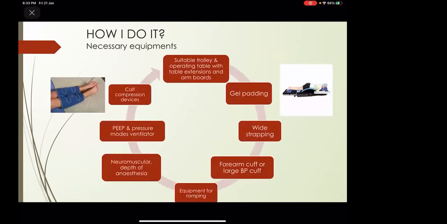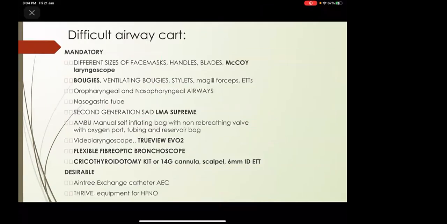Then I'll ensure that there are suitable trolley and operating table and table extensions available, gel padding or any kind of padding to protect the pressure areas, wide strapping, a large BP cuff, equipment for ramping. I'll ensure there are many sheets to be put in below the shoulder, neck and head. If I have an NMT and base, then I'll use them. A monitor which is having a pressure mode is helpful. And I'll use calf compression devices for DVT prophylaxis.